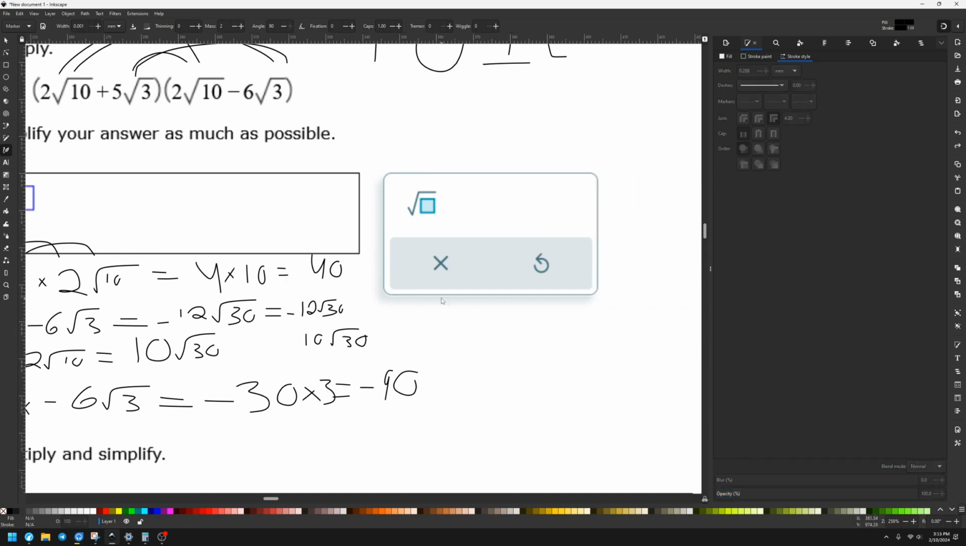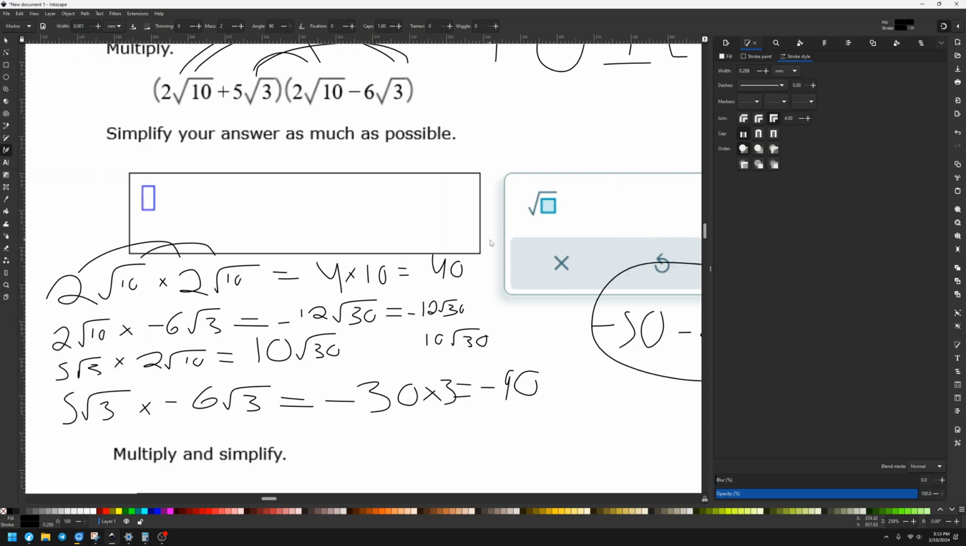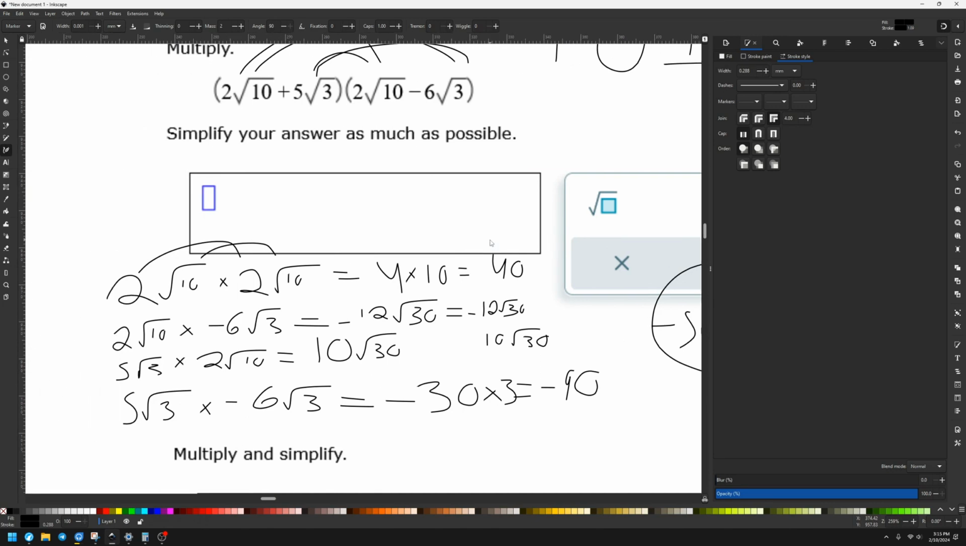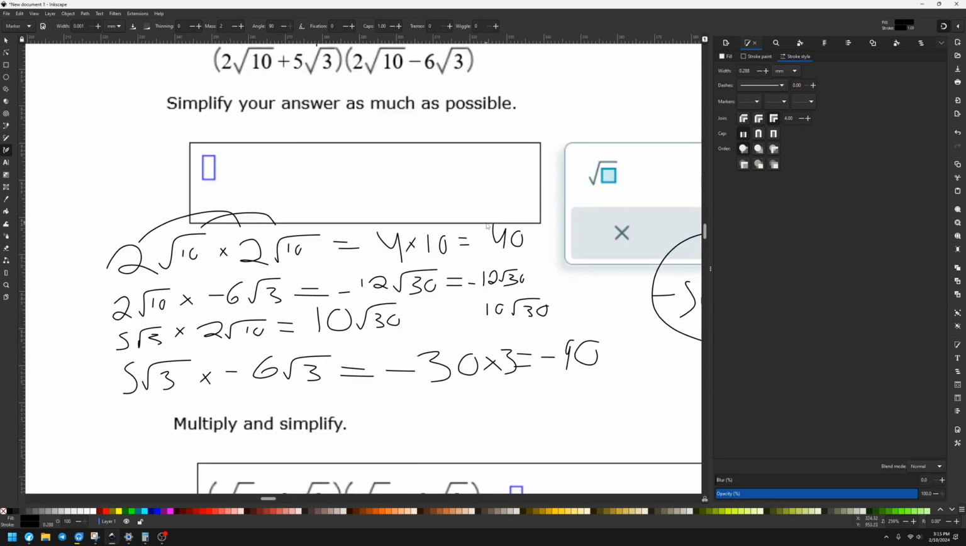Okay, so 40 minus 90, negative 50. And 10 root 30 minus 12 root 30 is going to be minus 2 root 30. And that's our final answer. And here we could have also used an area model, but foiling is just one method to do it.